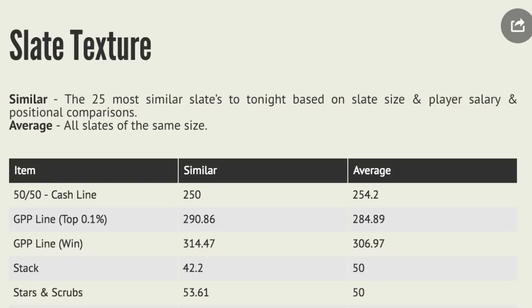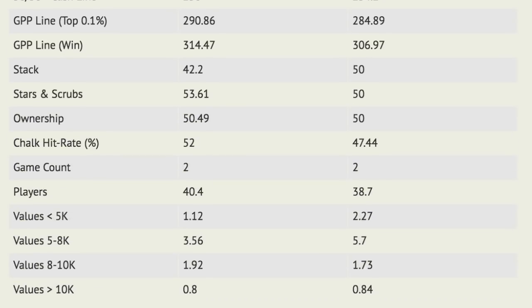The next three numbers going down are on a percentile basis between 0 and 100. It looks at how the 25 most similar slates rank versus the average of that slate count. So those average numbers are always going to be 50 for the stack, for the stars and scrubs, and for ownerships. And then the amount on the similar slates is going to vary quite a bit.